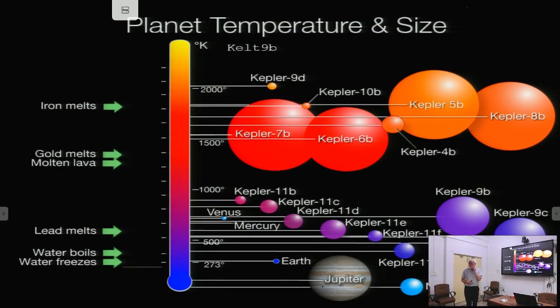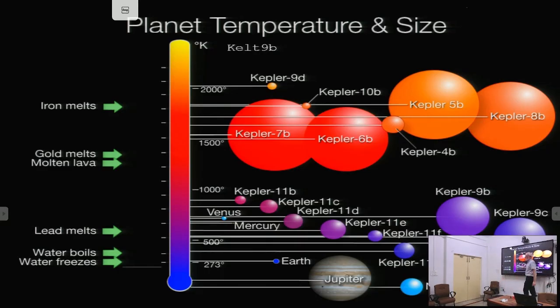We have a very biased picture of them. It's much easier to see an exoplanet when it's near its star. So if it's near its star, it's hot. So we've seen some amazingly hot exoplanets.